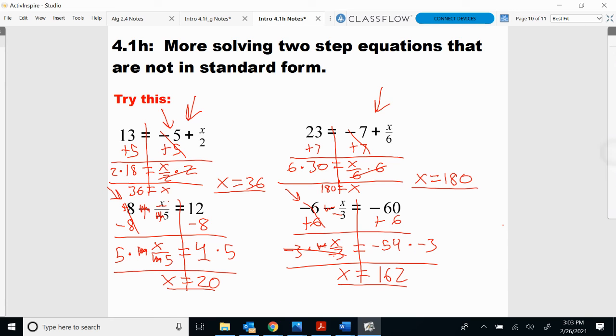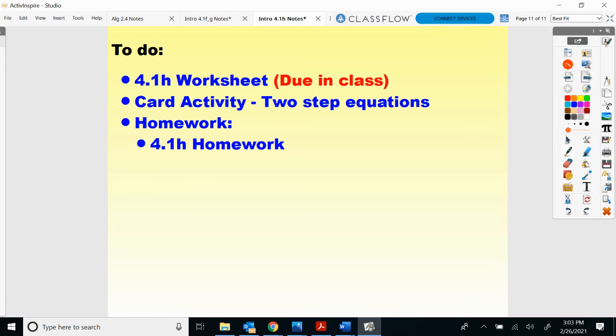Here is your assignment that goes with that lesson. You got the 4.1H worksheet to do, so get that done. Do that in class. I have a card activity for you guys to work on. I'll let you see if you can figure that out while I'm gone here, and see how that goes. And then you got this homework assignment down here to take home and get done.